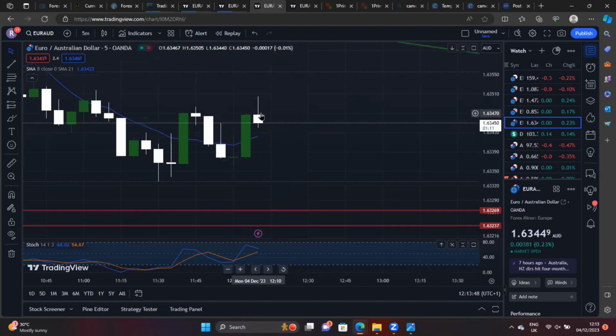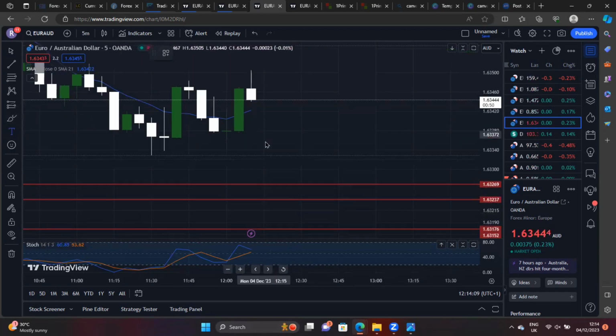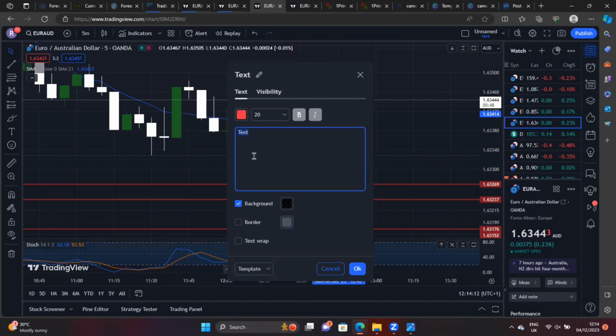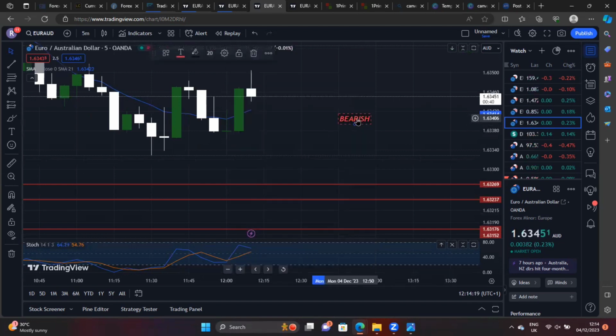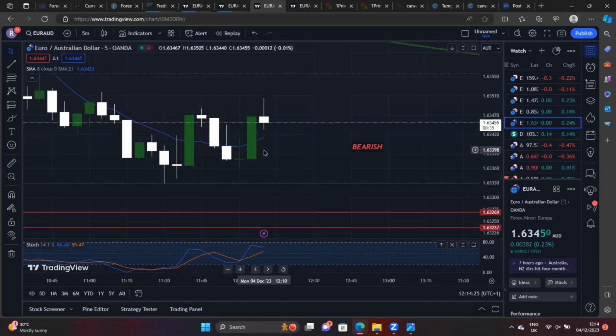All right, so look at this chart. This candle opened above and is dropping. Although it has not closed yet, we are very sure that it's going to close below. This kind of candle that opened above and closed below is called a bearish candle. Now, what it means is a candlestick that is dropping or falling.